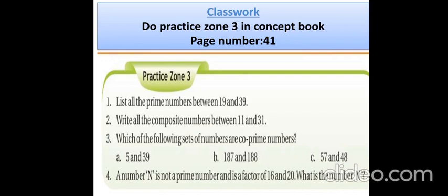And fourth question: a number n is not a prime number and is a factor of 16 and 20. What is the number n? They have asked to find the number n which is not a prime number, so it has more than 2 factors. So you have to find the number which is not a prime number and is a factor of 16 and 20. So find out the number.